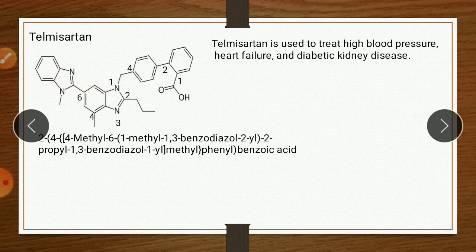Then propyl, so it is a 2-propyl. This one is a propyl group, 2-propyl. 1,3-benzodiazole, so it is a 1,3-benzodiazole 1-yl. Methyl, so it is a methyl. Phenyl benzoic acid. So the IUPAC name is 2-(4-methyl-6-(1-methyl-1,3-benzodiazol-2-yl)-2-propyl-1,3-benzodiazol-1-yl)methyl phenyl benzoic acid. Telmisartan is used to treat high blood pressure, heart failure, and diabetic kidney disease.